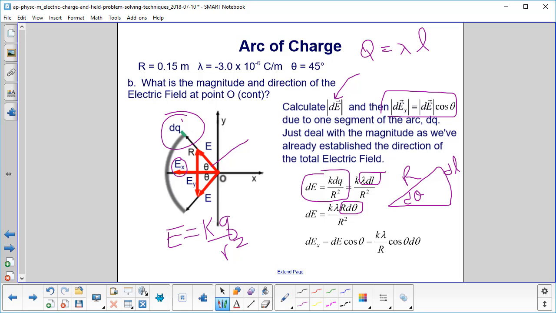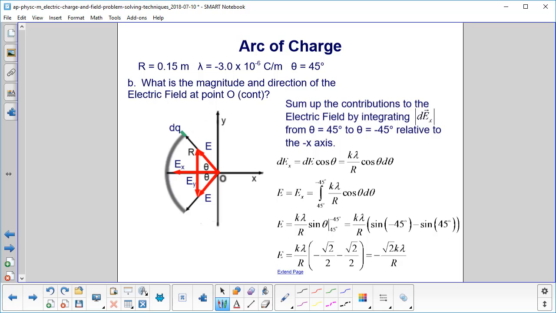We still have it over r squared. And then our last step here, dEx, is dE times cosine theta. So I have dE, which is k lambda r d theta over r squared. You can see how this r is going to cancel one of these. And then the cosine theta comes in here. So dEx is k lambda over r times cosine theta d theta. The key is to get all your variables and your differential the same, right? So that's why we made the switch where we went from dL to d theta.